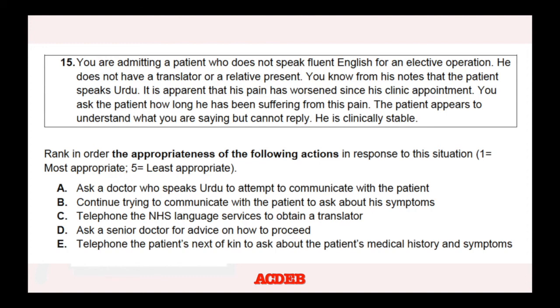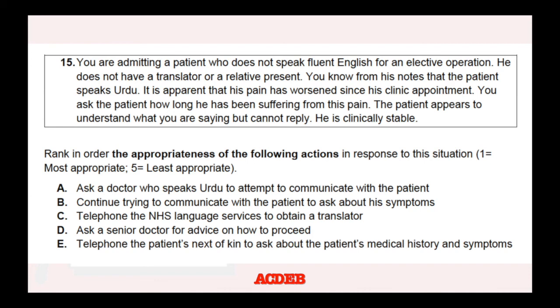So the next best answer would be D, asking a senior doctor for advice on how to proceed. This is a really good option, asking a senior in case you don't know what to do. But if you do have options A and C there, where you have a solution present, that's why D is coming after it. So let's look at E and B, right?